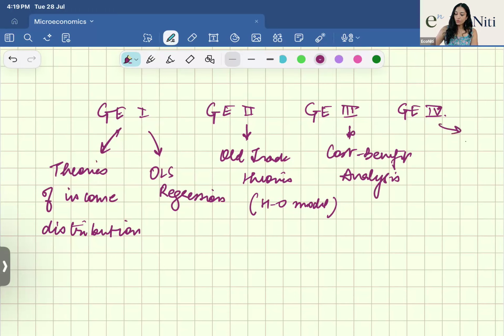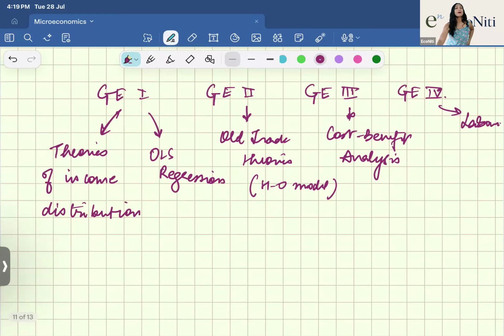And from GE4, I've picked out topics that are about labor basically, so labor force and population, demographic dividend, labor force, all kinds of things on that. So now, ideally, what we would do is in the actual cycle that will happen. Suppose we pick up a topic. Suppose today's cycle topic is theories of income distribution.